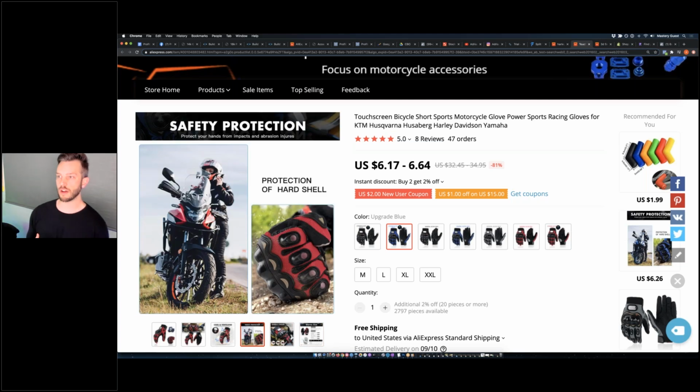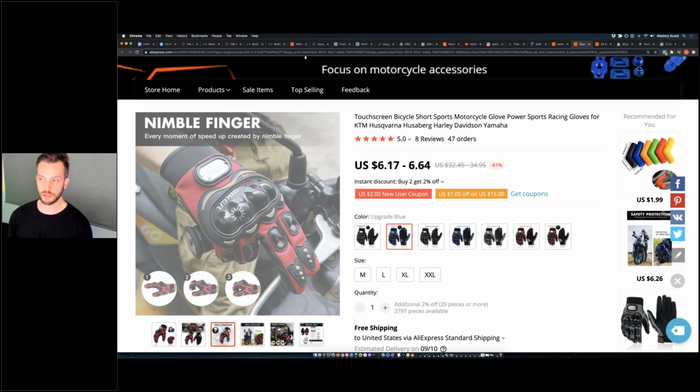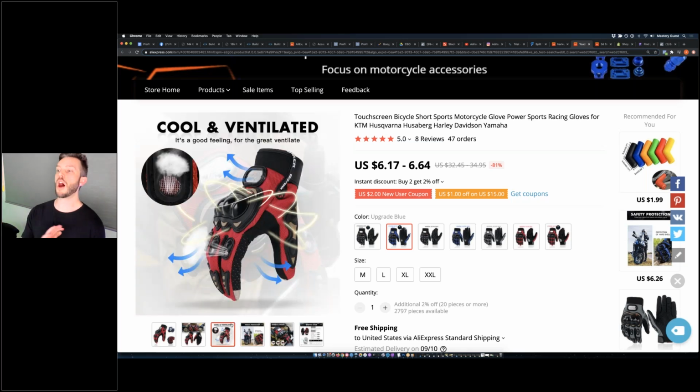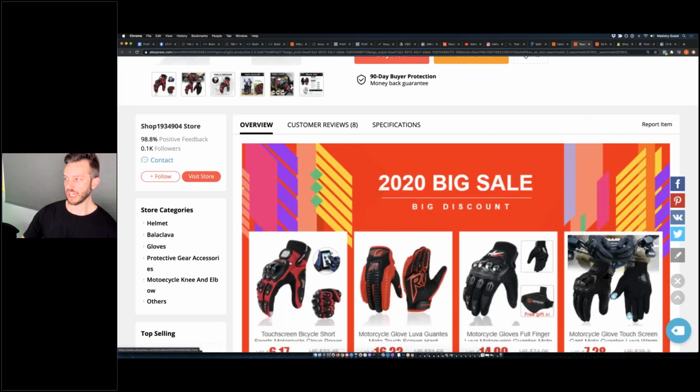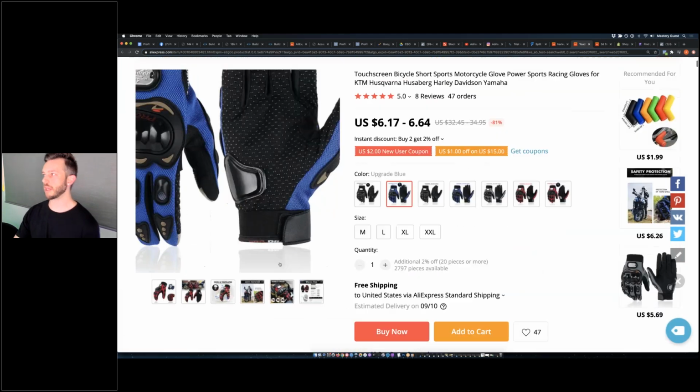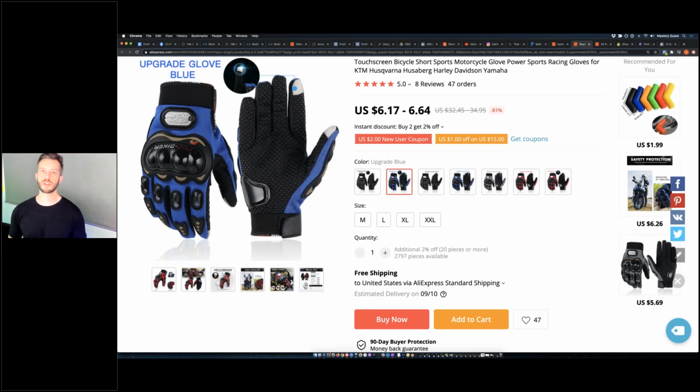Now, this is going to sell to street bike riders. It's going to sell to Harley Davidson, chopper style riders. Phenomenal pictures that they have here. It has ventilation for your hands, because when you're wearing gloves like this all day long, it can be really hot and really uncomfortable, right? And this right here would be a product that we could use to double dip with, right?